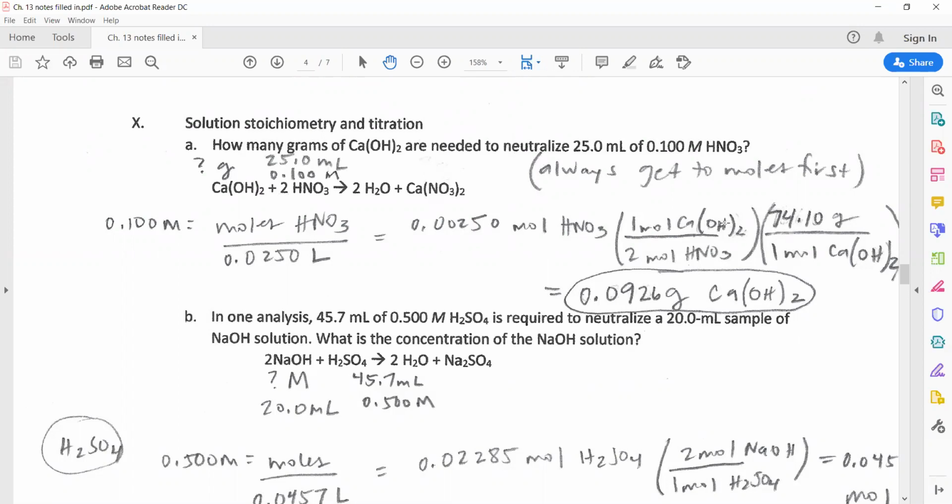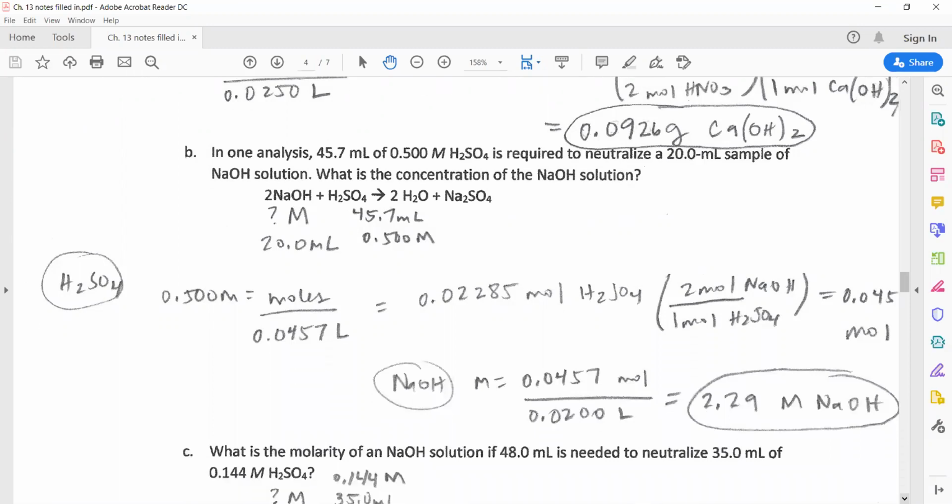I could stop there, but I do know that I need to get on to grams. So I'm just going to go ahead and tack on the second conversion factor. Moles of calcium hydroxide come to the bottom, and the molar mass of calcium hydroxide from the periodic table goes up top. I multiply and divide by the bottom, and I get the grams of calcium hydroxide. This is really helpful because if I needed to neutralize this acid before putting it down the sink, I now know exactly how much calcium hydroxide to add.